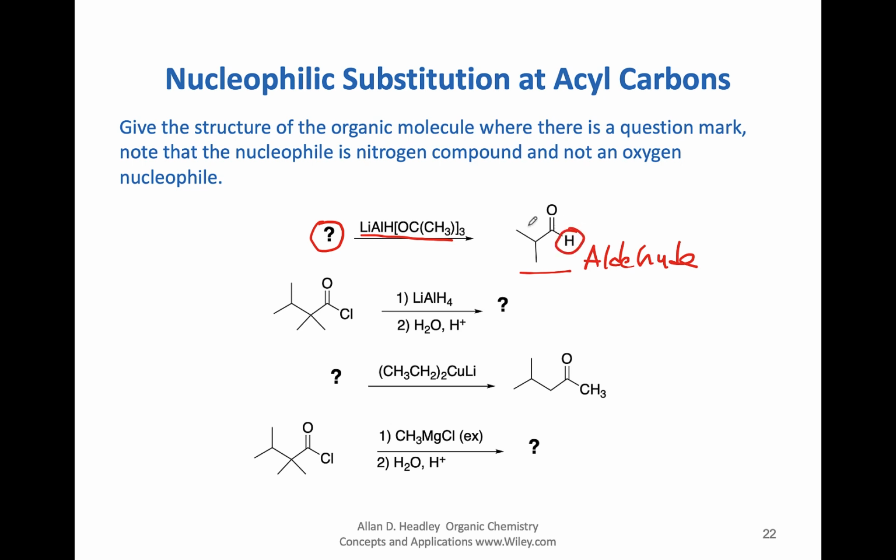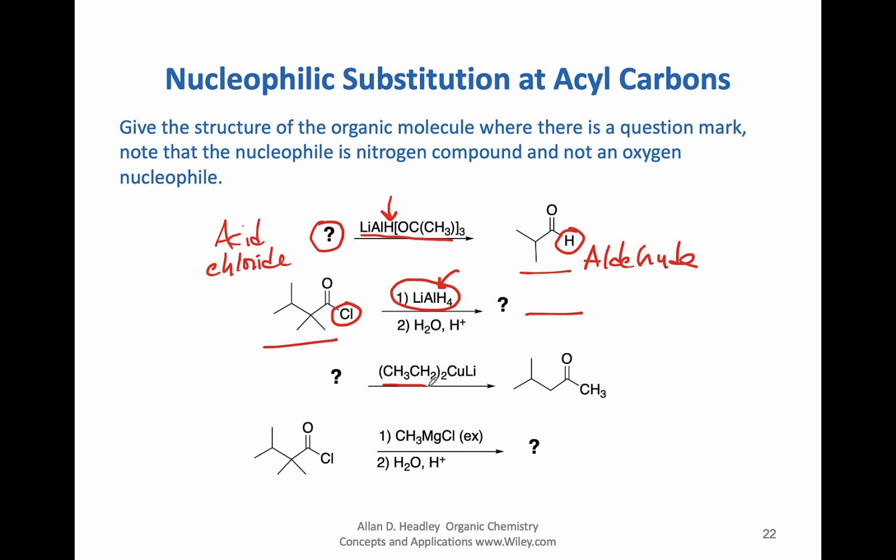This hydrogen is coming from the reactant. So therefore this has to be an acid chloride. This is an acid chloride reacting with lithium aluminum hydride. We'll assume that it's in excess because it has 4 moles of H minus. Here's a leaving group. So what is the product? You can expect that to be a primary alcohol.